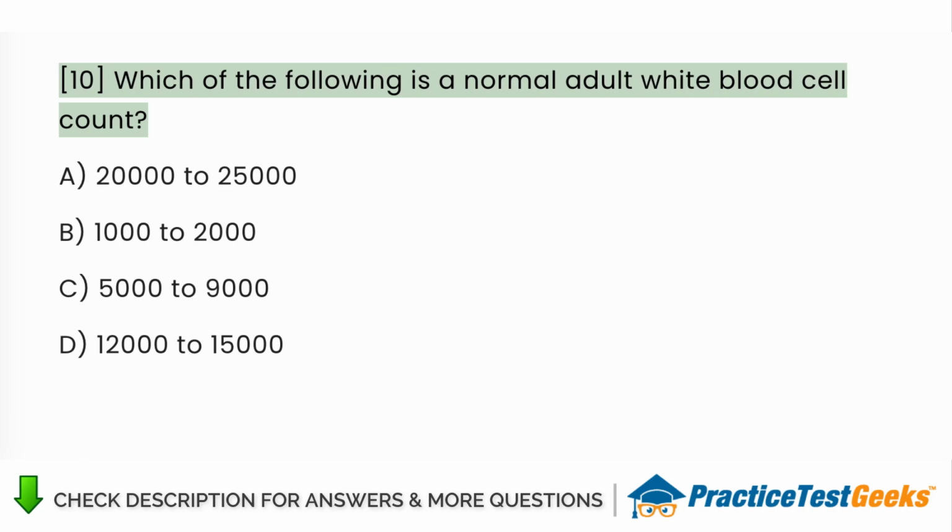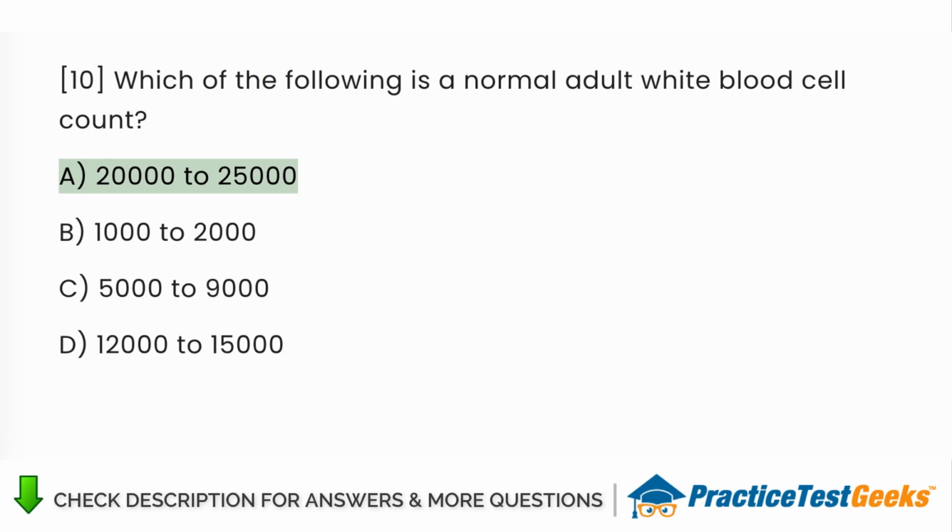Which of the following is a normal adult white blood cell count? A. 20,000 to 25,000. B. 1,000 to 2,000. C. 50,000 to 90,000. D. 12,000 to 15,000.